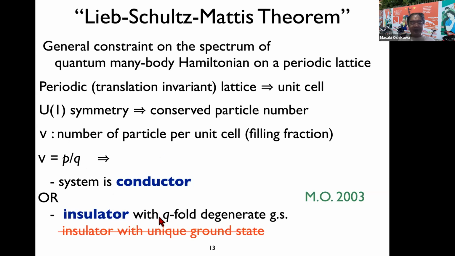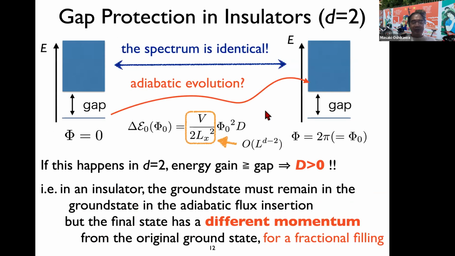In that case, you must have a degenerate ground state. The reason is that if the filling is fractional, then I have shown that starting from the ground state, the final state after the gauge transformation should be different from the initial state. But if the system was an insulator, then D must be 0. Then the energy increase must be 0, which means that starting from the ground state, you must end up with a ground state. But the final state must be different from the initial state.